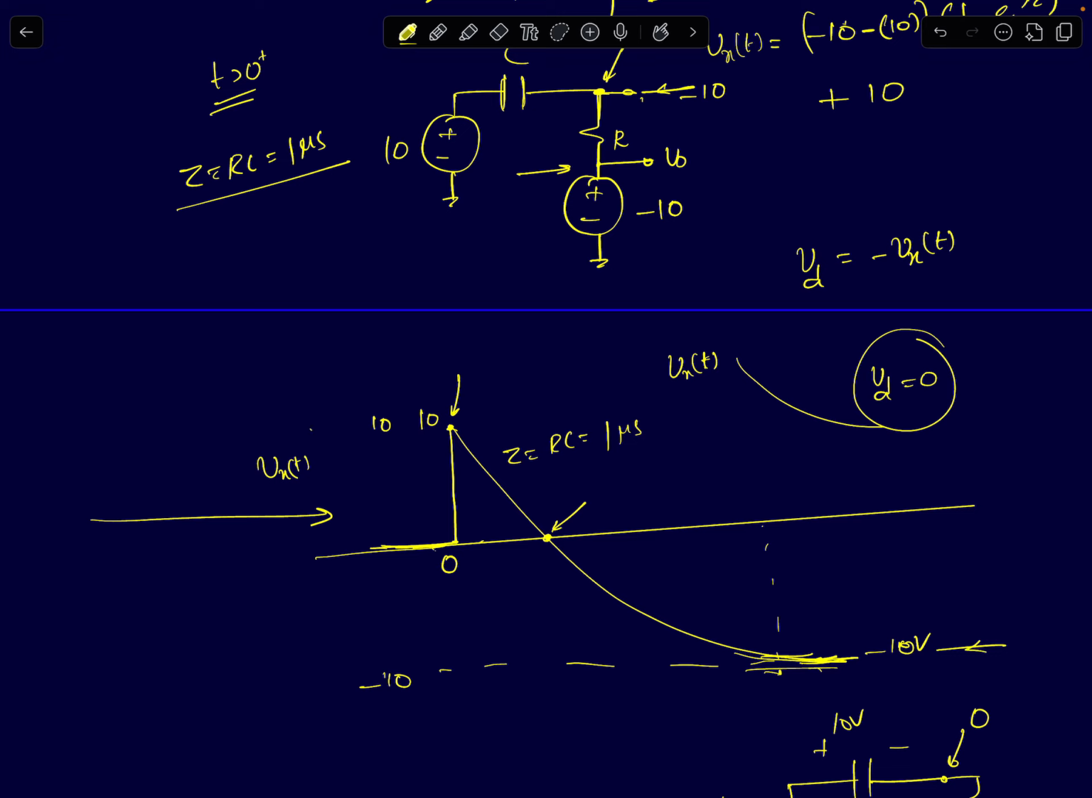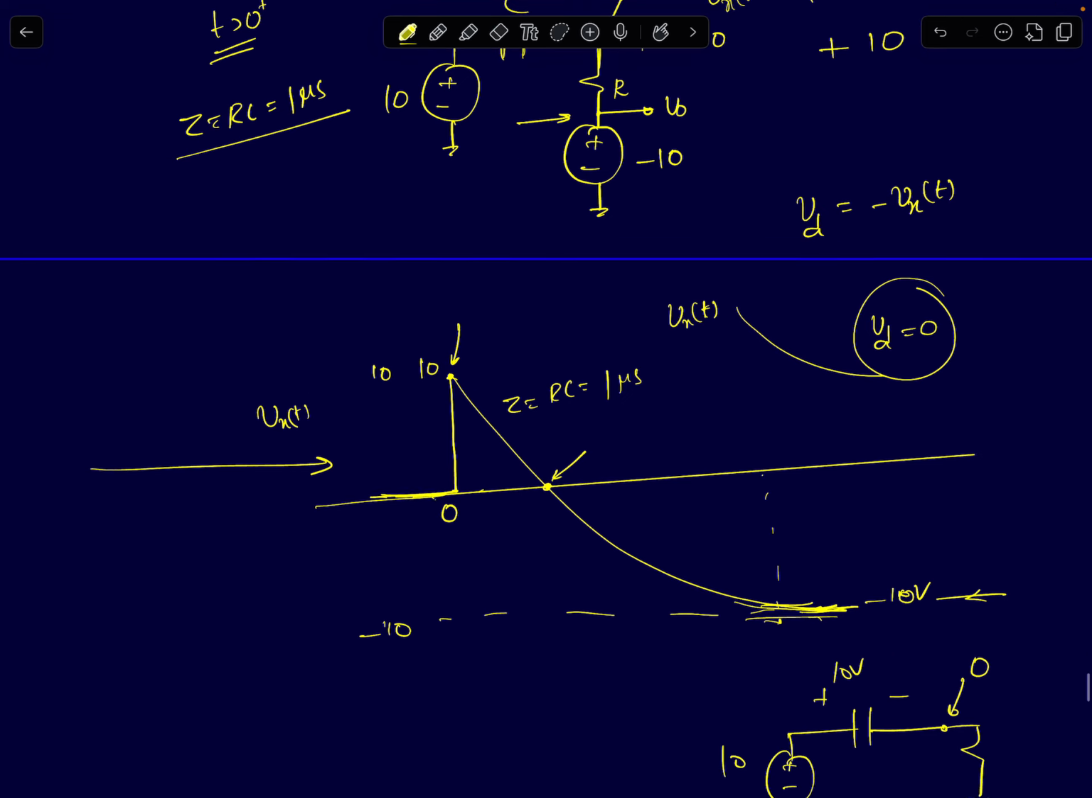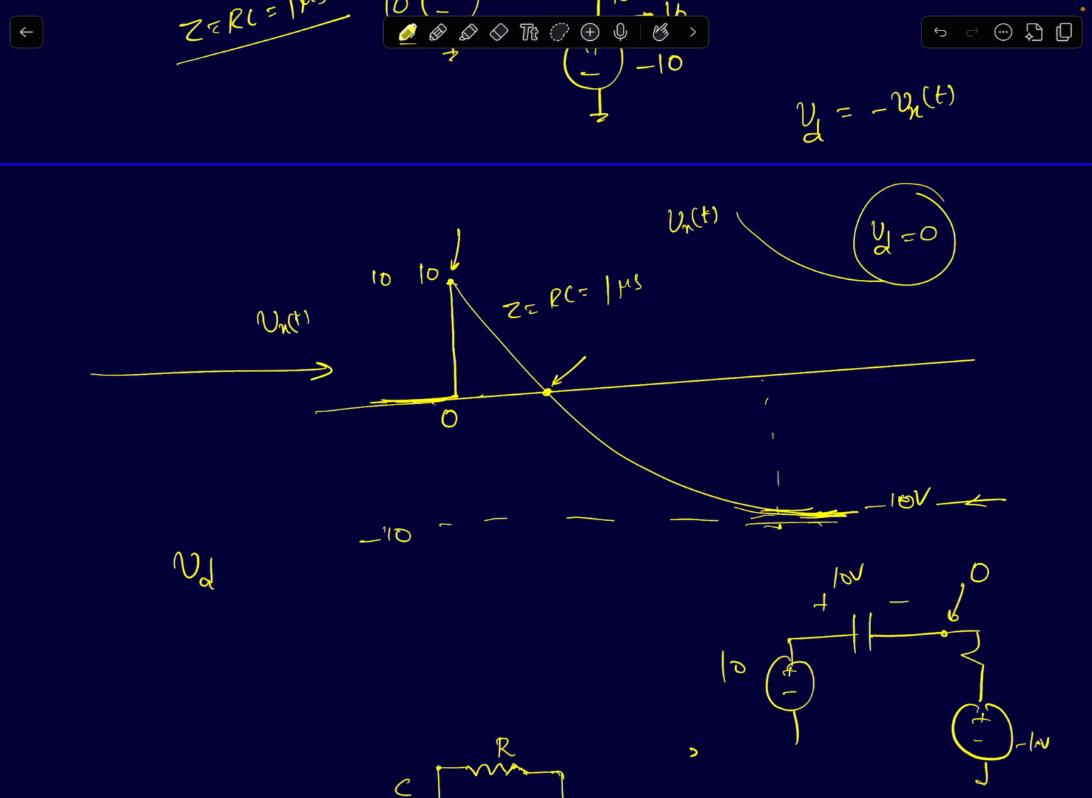Now as this node voltage Vx of t is decreasing, if you observe Vd of t, the differential input to the op amp, that is always less than 0. As it is decreasing, it is at minus 10, so the op amp is properly in the saturation region. The incremental gain is 0, so there is no incentive for the output to change. Output will stay put at minus 10 volts. Initially it was at 0, it jumped to minus 10 volts, and it is going to stay at minus 10 volts because your Vd, the differential input to the op amp, is negative.